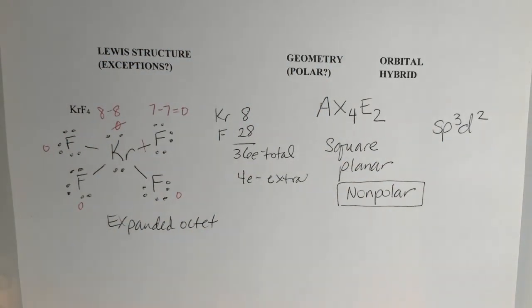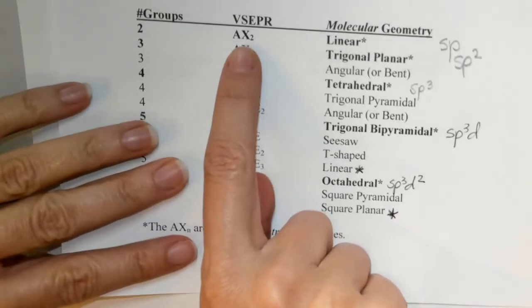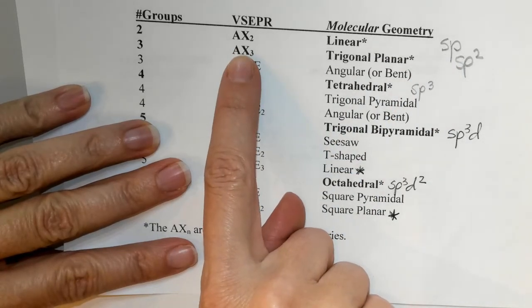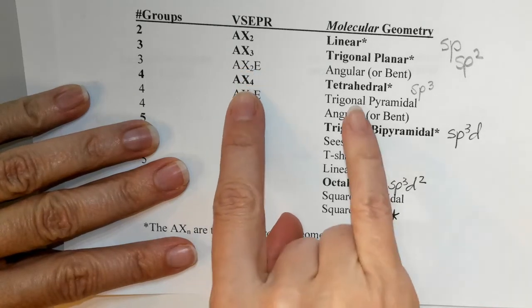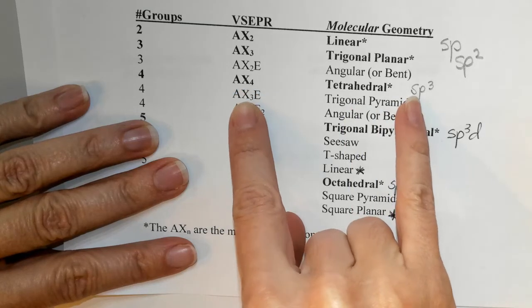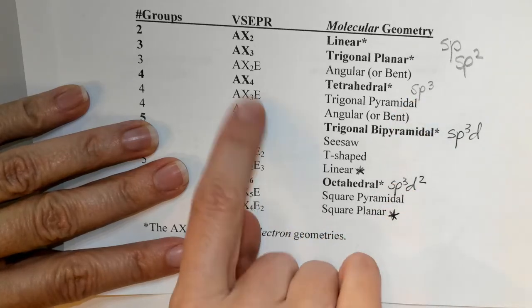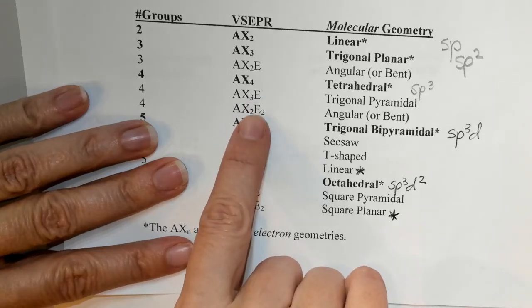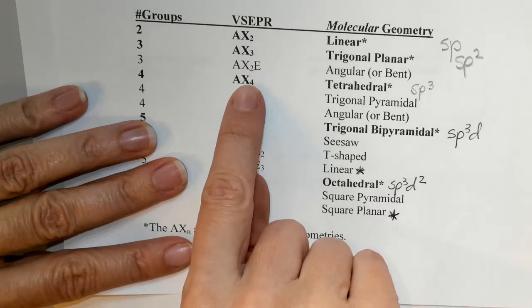So basically the rule of thumb is when we look at that VSEPR chart, our orbital hybrid matches the electron group. So anything AX2 is sp. AX3 trigonal planar is sp2, and that includes the AX2E. And then when we get to AX4 tetrahedral, this would be sp3, and the sp3 also applies to AX3E and AX2E2. We expect AX2E, AX3E, and AX2E2 to always be polar. The AX2, AX3, and AX4 would be nonpolar as long as all bonding elements are the same.